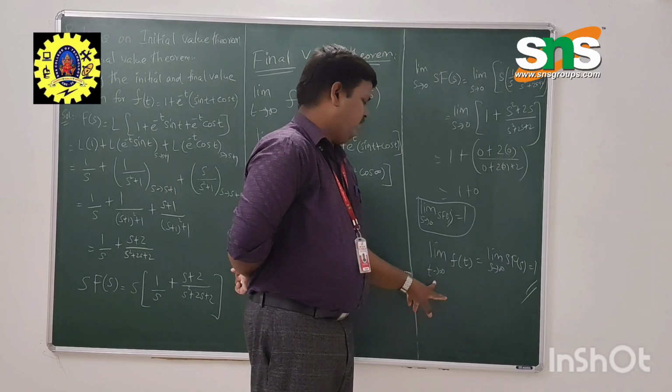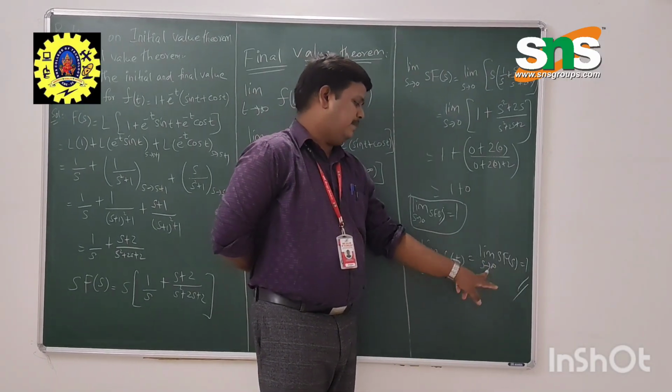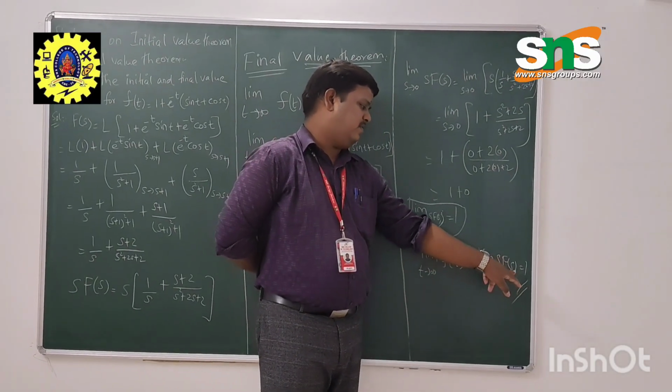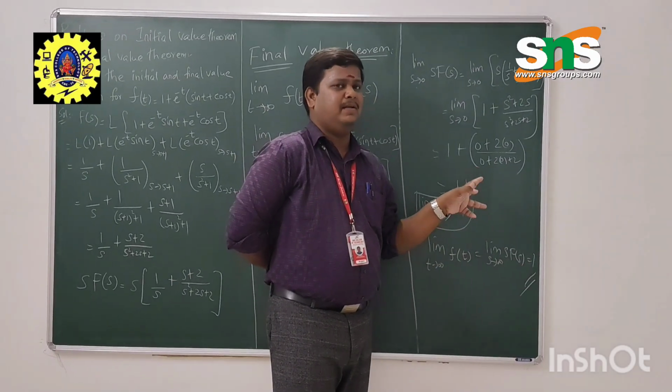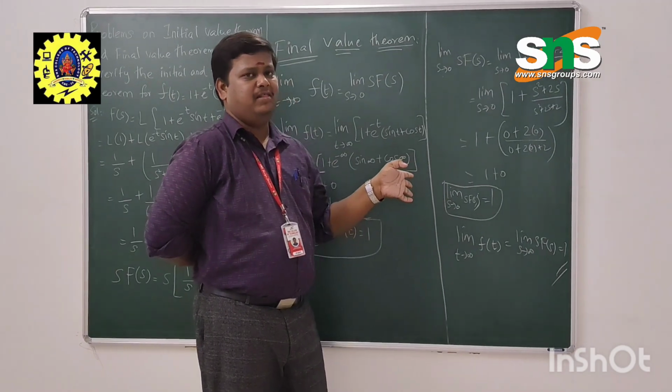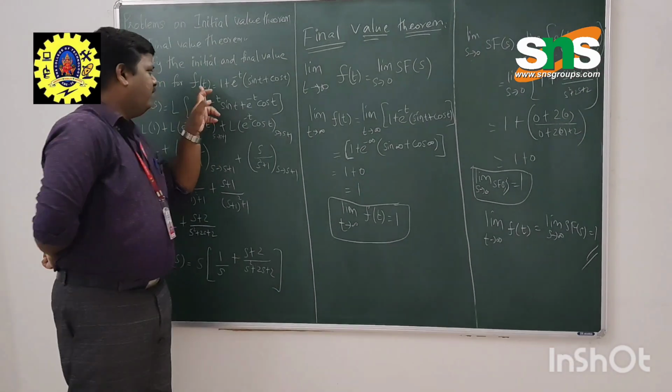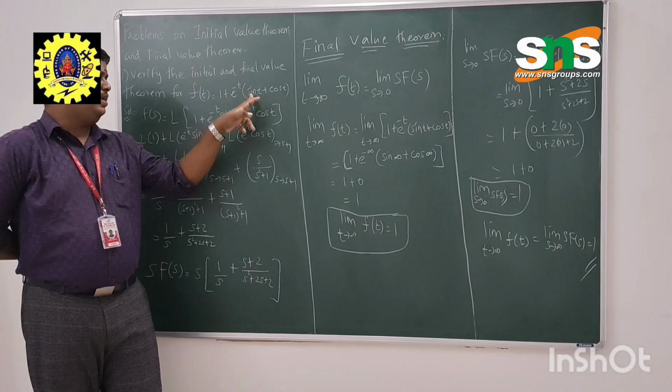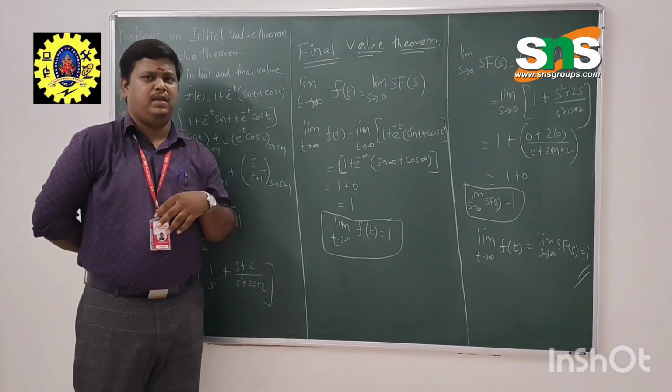So limit t tends to infinity, f of t is equal to limit s tends to 0, s into f of s is equal to 1. The final value theorem is also proved. Hence, the initial value theorem and final value theorem have been verified for the function f of t is equal to 1 plus e power minus t into (sin t plus cos t). Thank you.